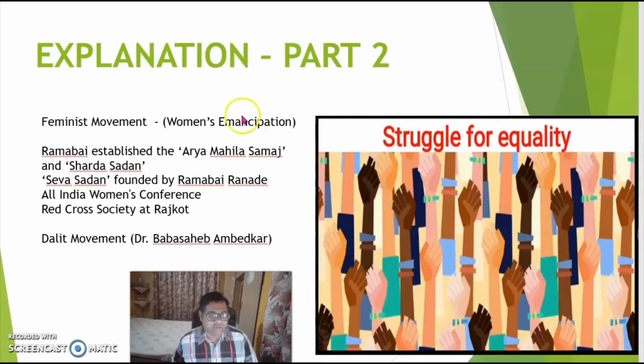Then we'll look about Ramabai, who established the Arya Mahila Samaj and the Sharda Sadan. Then we'll see about Seva Sadan, who was founded by Ramabai and Ranade. Then we'll look at All India Women's Conference. And lastly, we'll come to know about Red Cross Society, which was held at Rajkot. After we complete the feminist movement, we will look at the Dalit community. That is the Dalit movement, which was led by Dr. Babasaheb Ambedkar.